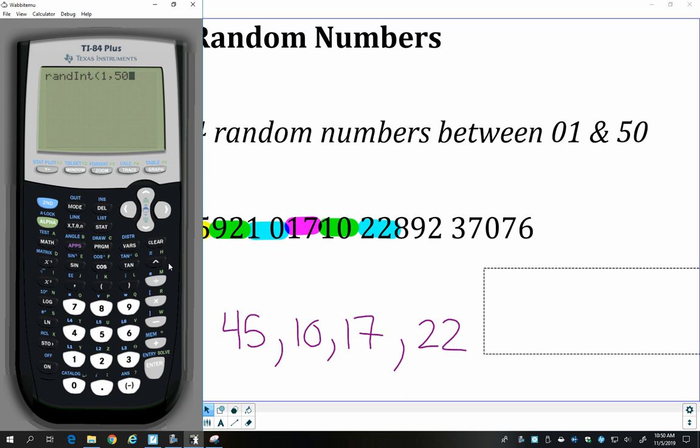Okay, and then if I close the parentheses, it's going to give me one random integer between 1 and 50, and you can do that until you get 4 unique ones. Or we could tell it, comma, 4, and that'll give us 4 random integers between 1 and 50 at one time. And there we go, 28, 43, 49, and 14. And we can do that as many times as we want, and we'll get sets of 4 random integers between 1 and 50.